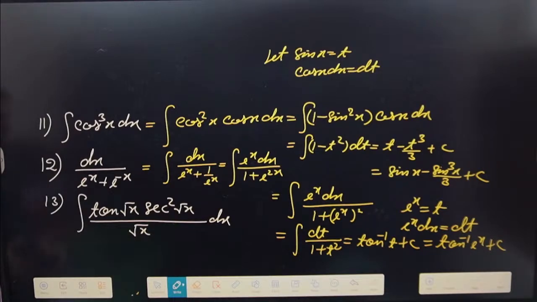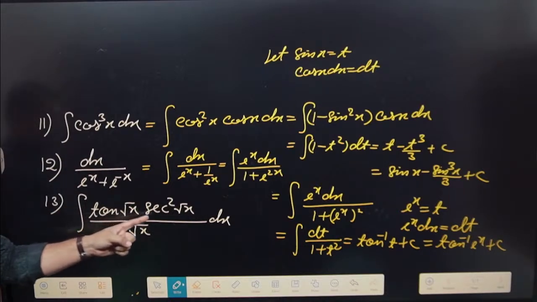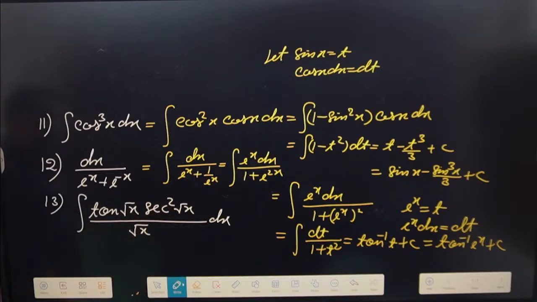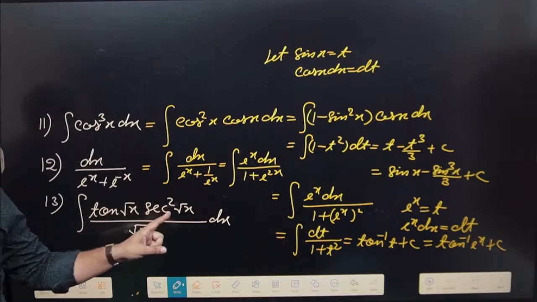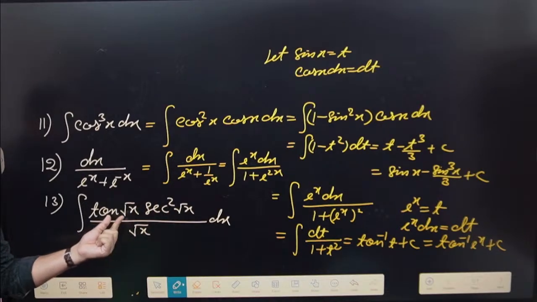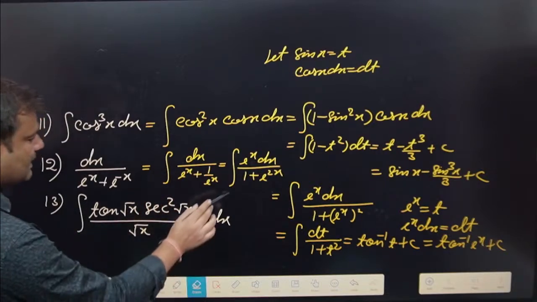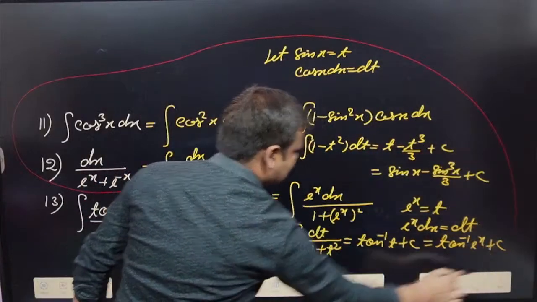Now next problem, question number 13. First of all, everyone can try. Question number 13: integration of tan root x into sec square root x divided by root x dx. How can we do it? With the help of the substitution method. If tan t is available, then sec square t is also available. Basically, if this is taken as t, then that part is basically dt. Very simple.